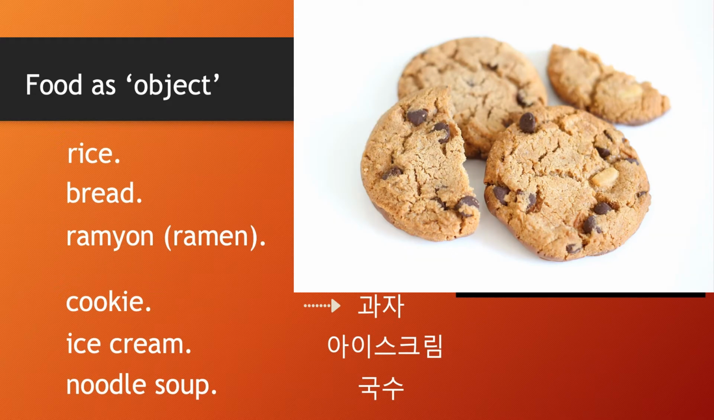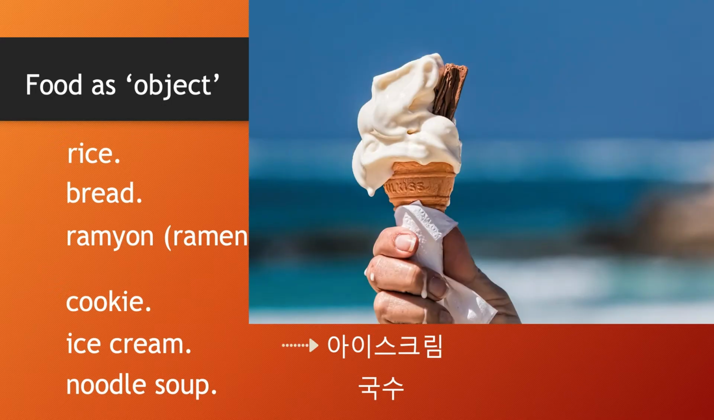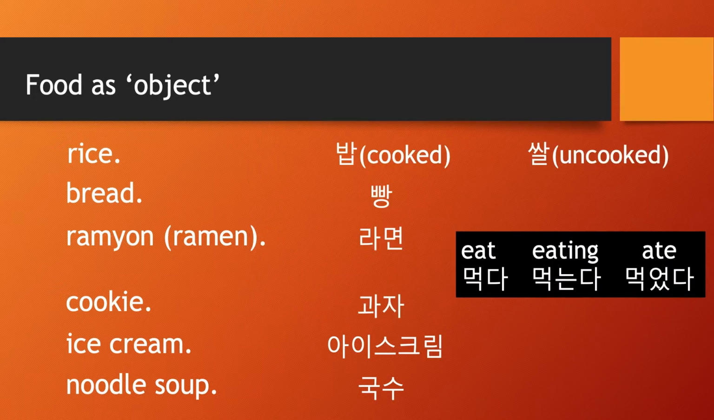Cookie is 과자. Ice cream is simply an ice cream, spelled in Hangul as 아이스크림. Because ice cream is more like an imported food in Korea which didn't exist in Korean history, they simply use the same word ice cream.